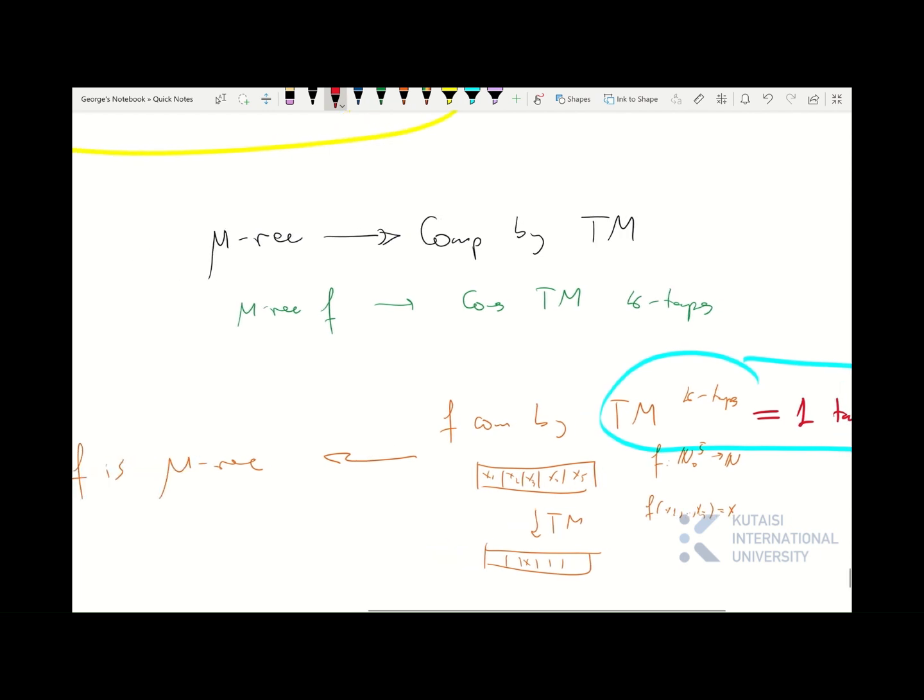And then if I know this, I can assume that my f is computed by a one-tape machine and prove that f is mu-recursive. That would be easier. See the point of proving? When I was going from left to right, it was easier to use k-tapes. But now when I'm going from right to left, I put on the restriction that my function is computed by a one-tape machine, and you might think it's easier to prove that something computed by a one-tape machine is mu-recursive than something computed by a k-tape machine.